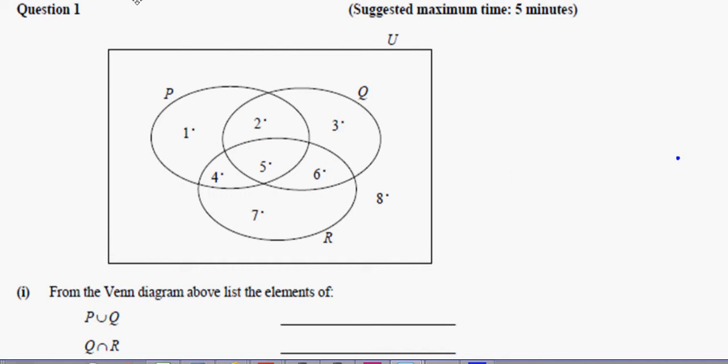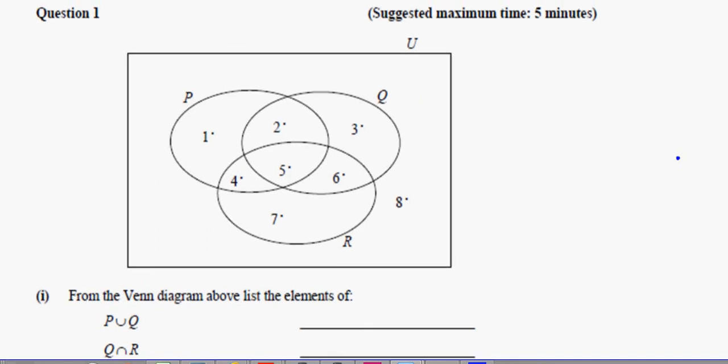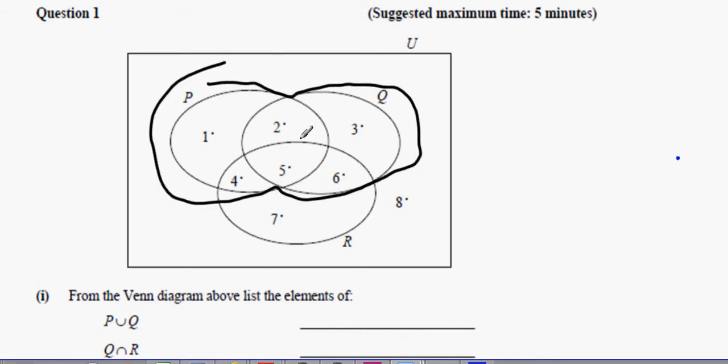Now, what I mean by the word elements is what's inside, okay? So here it is. Draw it here, so this is inside P and Q only. And there we go. So we have 1, 2, 3, 4, 5, and 6.